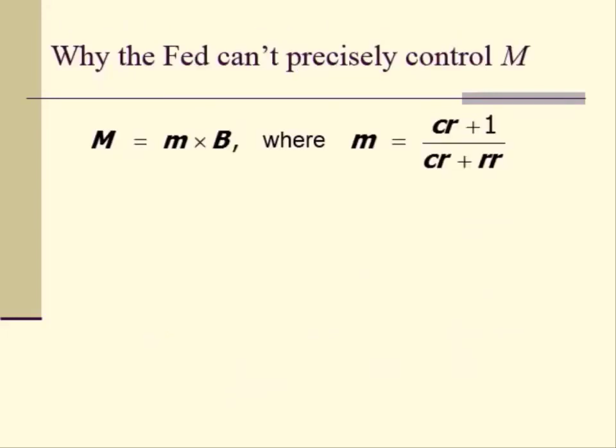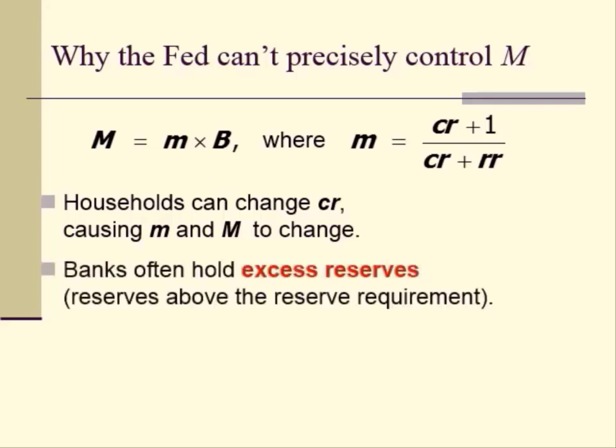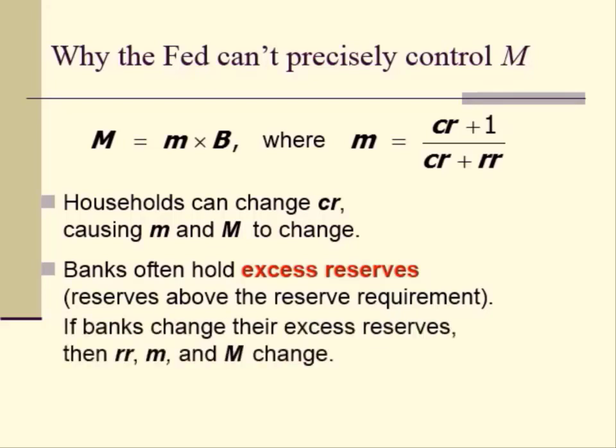Despite the Fed's effort to control money supply, the Fed cannot precisely control money supply because, one, households can change the currency deposit ratio, causing the money multiplier, and therefore money supply, to change. And second, banks often hold excess reserves, that is, reserves above the reserve requirement. If banks change their excess reserves, then the reserve deposit ratio could change, therefore the money multiplier, and therefore money supply change.